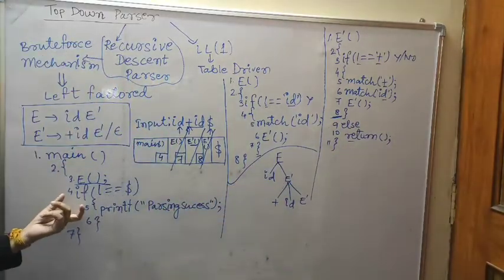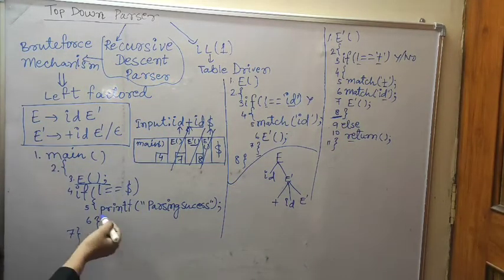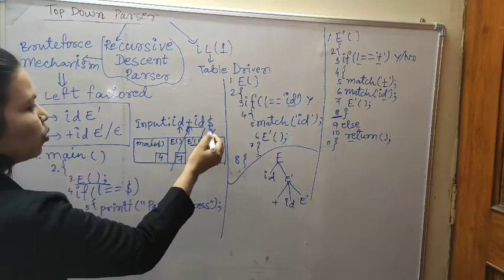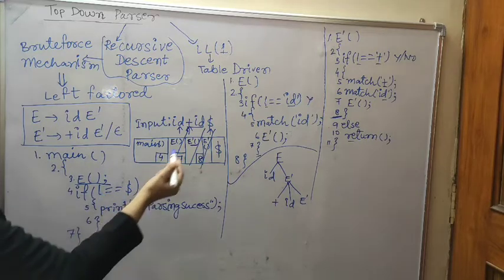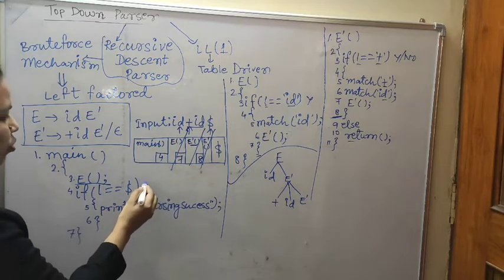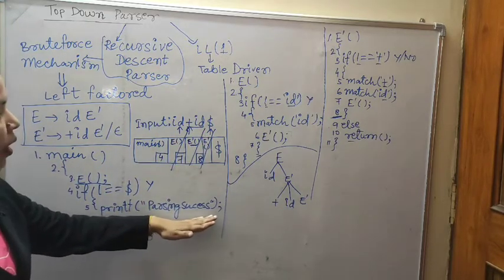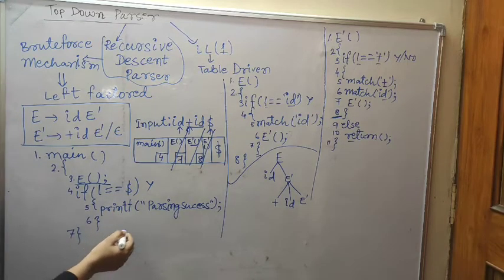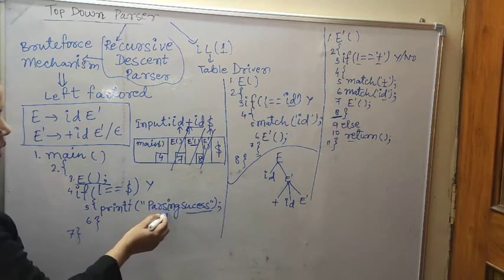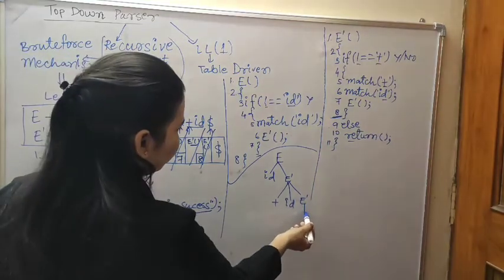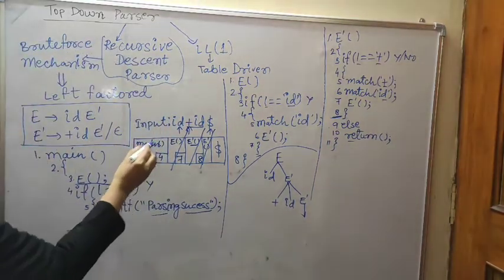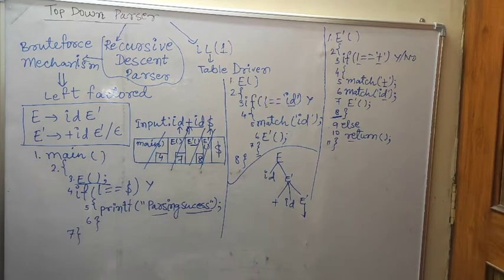Okay. So here an if condition has been given, that means conditional operator. We will check it now. Our look ahead is dollar, and if look ahead equal to dollar, our look ahead is dollar, dollar equal to dollar, yes, so then print parsing success, printf, that means print parsing success, that means we have to complete it, so parsing success, so then it will be closed.